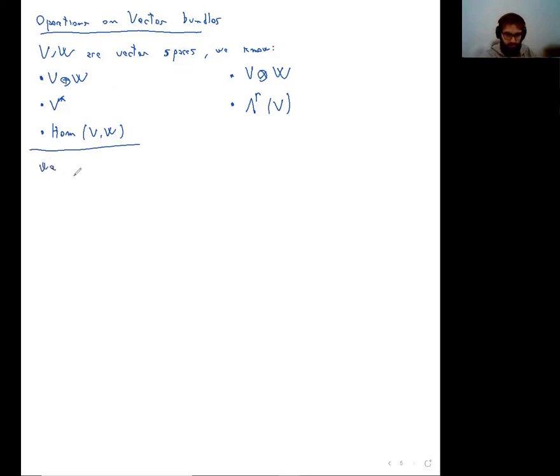So we put an abstract vector space structure to these operations. So let's say that the dimension of V is K, and the dimension of W is L.